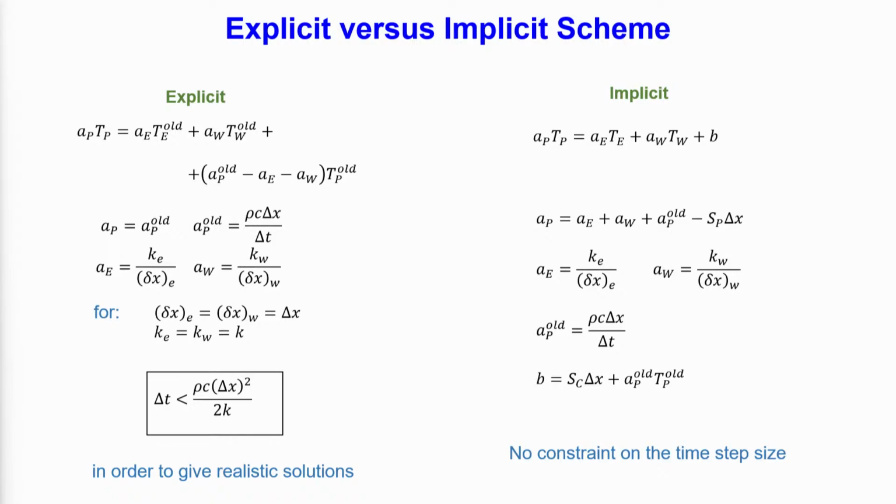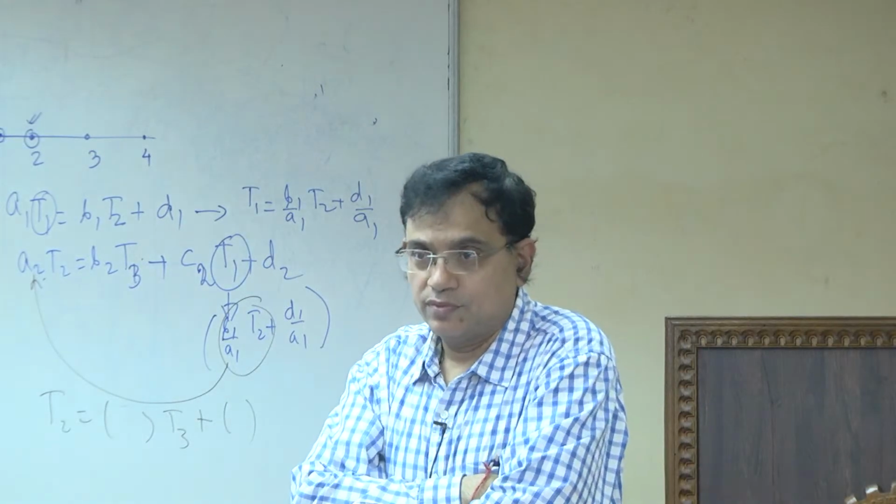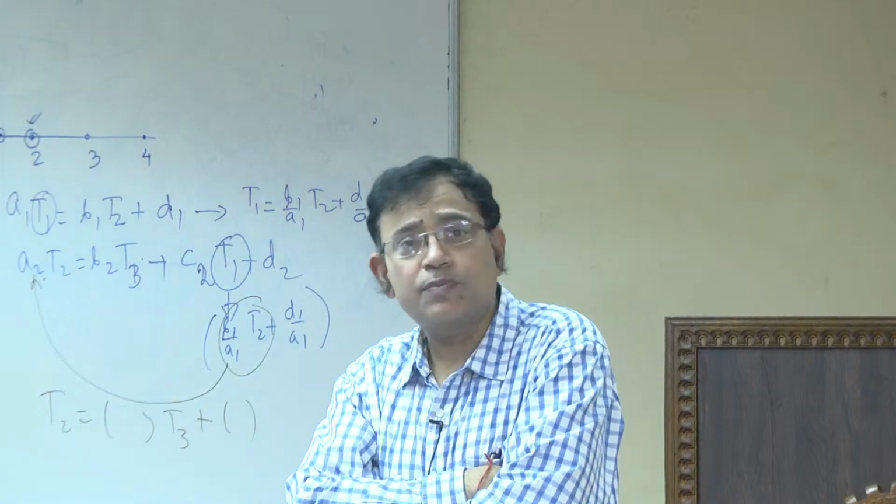So, explicit method, if you write it, you will get this expression. So, you have APTP is equal to AE TE old plus AW TW old plus something into TP old. Okay. So, you have to keep in mind that now there is not just a physical neighbor, there is also a time neighbor. The physical neighbors for P are E and W, and the time neighbor for P is P old. So, you have a time neighbor and a space neighbor.